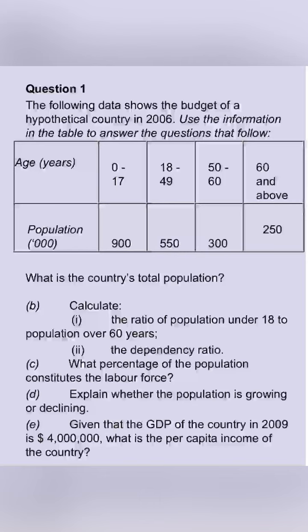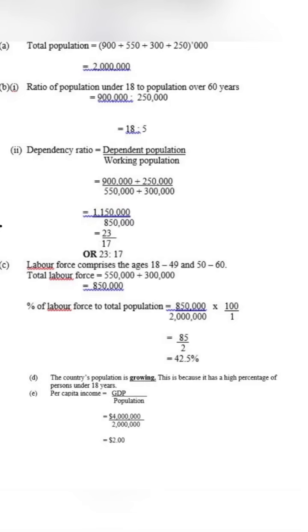And then E, given that the GDP of a country in 2009 is $4 million, what is the per capita income of the country? Let's look at the solution. Hello. Now let's see the solution to the question.